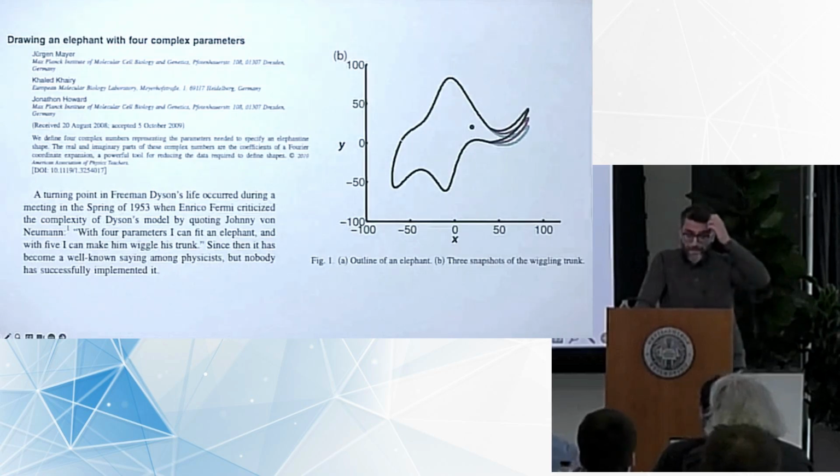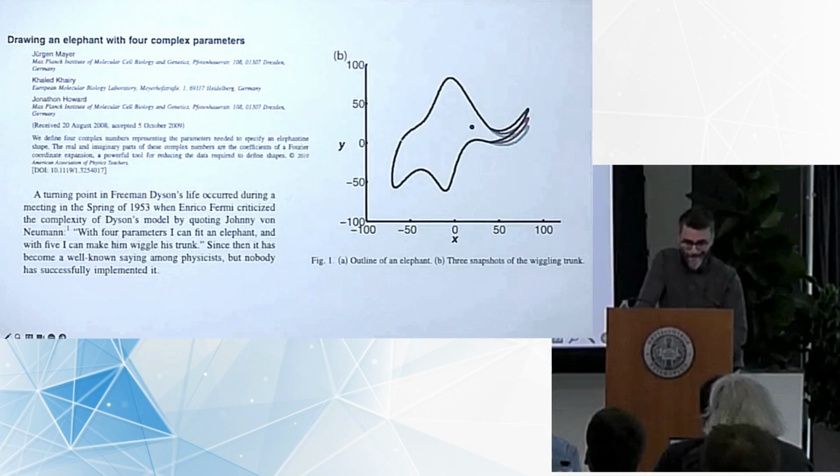Some of you might recognize this elephant. It's from the paper Drawing an Elephant with 4 Complex Parameters. This paper was motivated by an encounter between Freeman Dyson and Enrico Fermi. You can watch Dyson telling the story on YouTube. It's pretty entertaining. I recommend it.